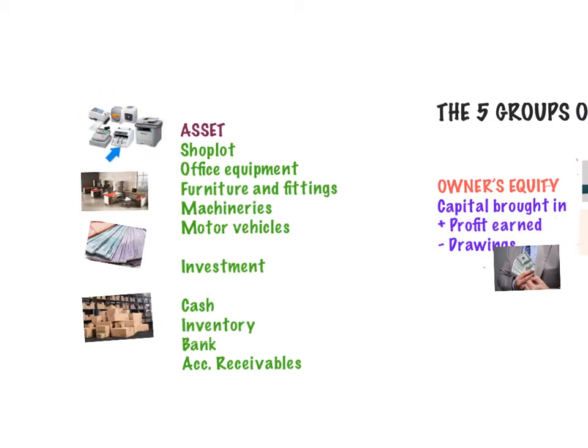This is the office equipment. That is why you need the capital and you need the liability. You can also buy the furniture and fittings. Look at that. The furniture and fittings that we have in a business: the tables, the chairs, the racks and everything. And also the machineries that you might have bought, and the motor vehicles in case you need to use one in your business.